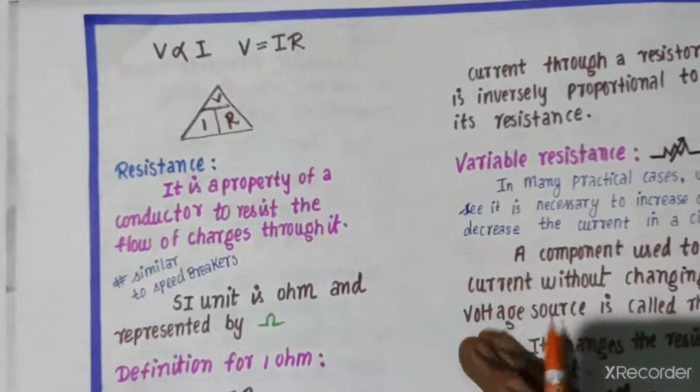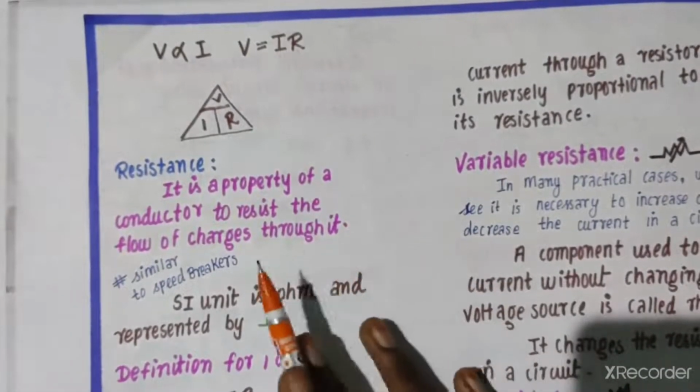So what is R? R is resistance. It's a property of the conductor to resist the flow of charge through it.